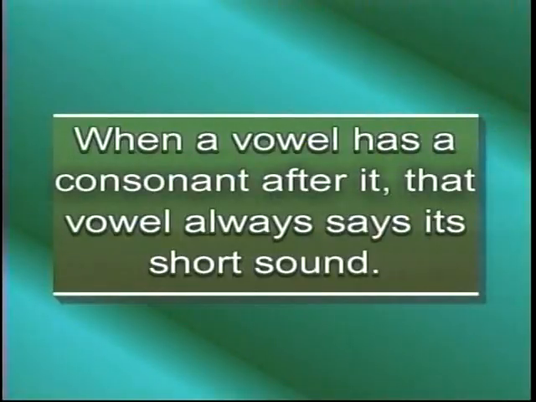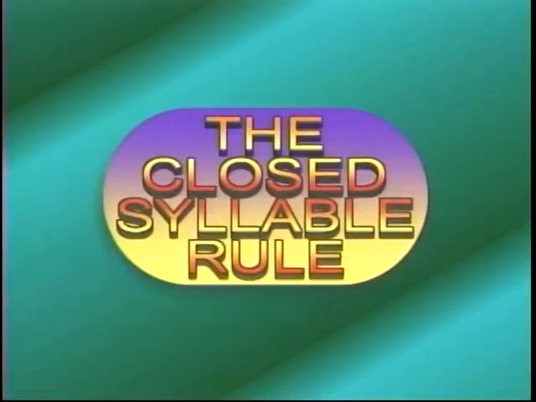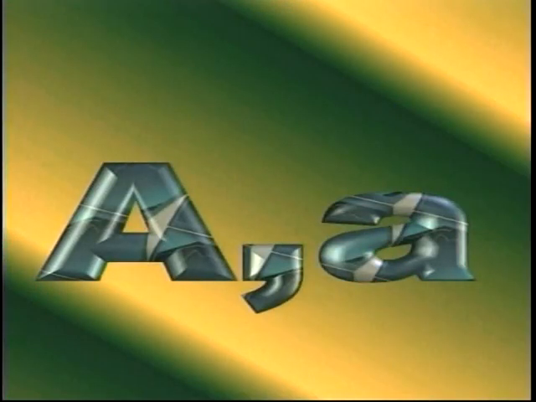You already know the short sounds the vowels make, but what you don't know yet is what makes a vowel say its short sound. It's very simple. When a vowel has a consonant after it, that vowel always says its short sound. This is called the closed syllable rule. Let's try some examples. Let's begin with the short A sound.